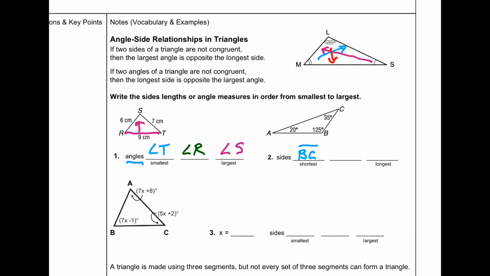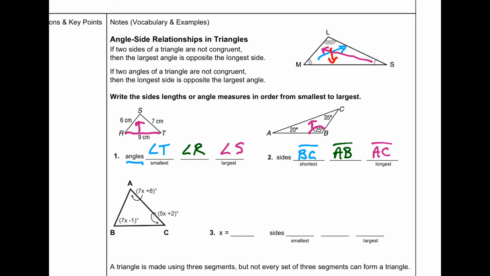And the same thing is true for medium. I find the medium angle, which would be 35, and that's going to point towards the opposite side there, which is segment AB. And then last but not least, we can find the biggest angle, and that's going to point to the biggest side. So segment AC is our longest side of the triangle.